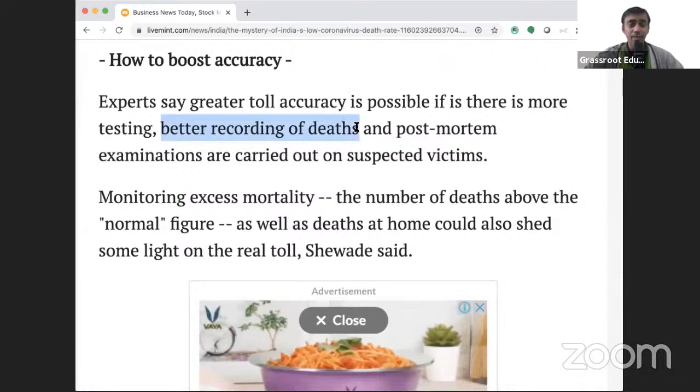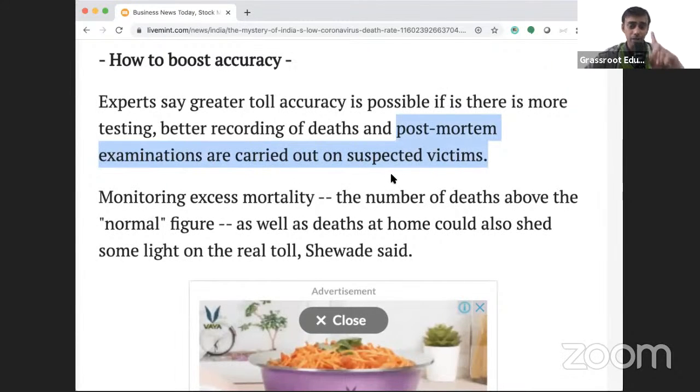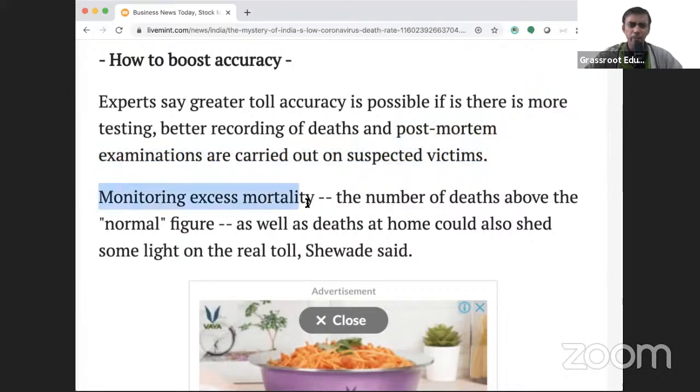Better recording of deaths and post-mortem examinations are carried out on suspected victims. Voice now. One more. Monitoring excess mortality. What is this? The number of deaths above the normal figure. Number of deaths above the normal figure could shed some light on the real toll.